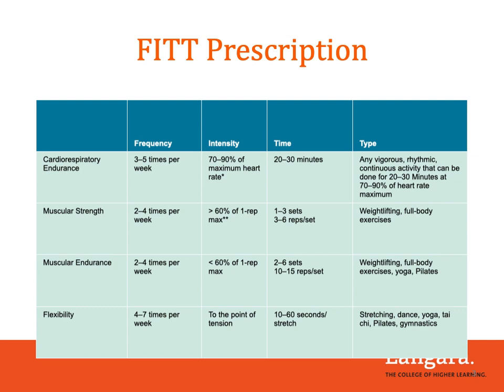So 2 to 4 times a week. Again, what we would look at for muscular endurance is being under 60% of 1 RM max, so it's much lighter. And then the reps are going to be far higher, and the sets are going to be greater too. So 2 to 6 sets and 10 to 15 reps. Weightlifting, full body exercises, yoga, Pilates would be the type involved with that prescription.